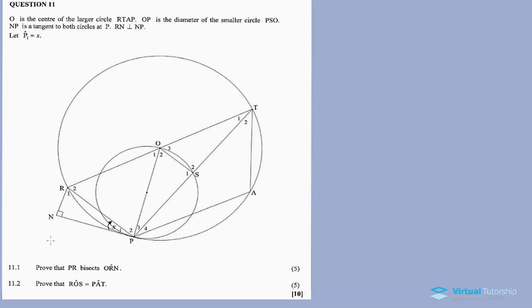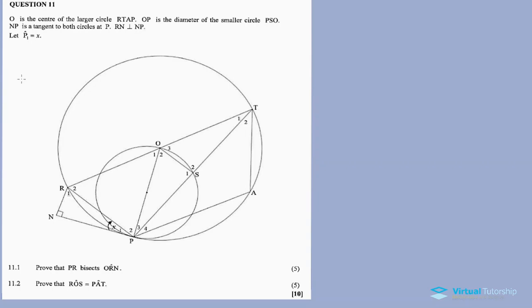Okay, in this video I will present the solution for question 11 for this November 2018 question paper. In the description below you'll also find links for other questions from this question paper. Question 11 is a question on Euclidean geometry.